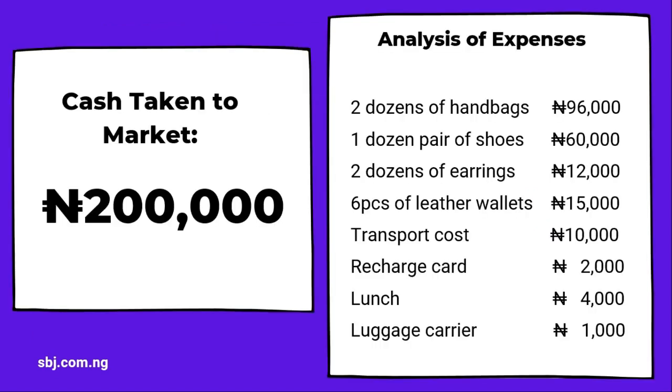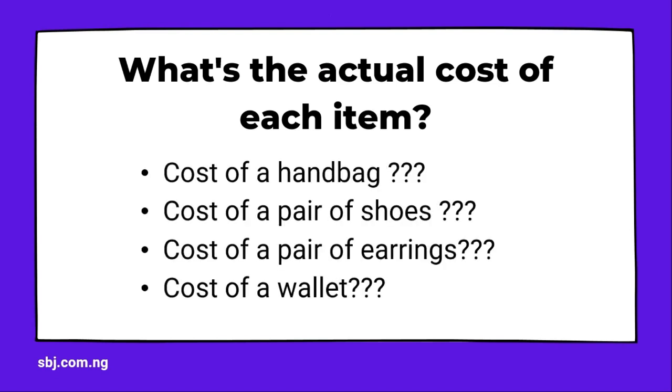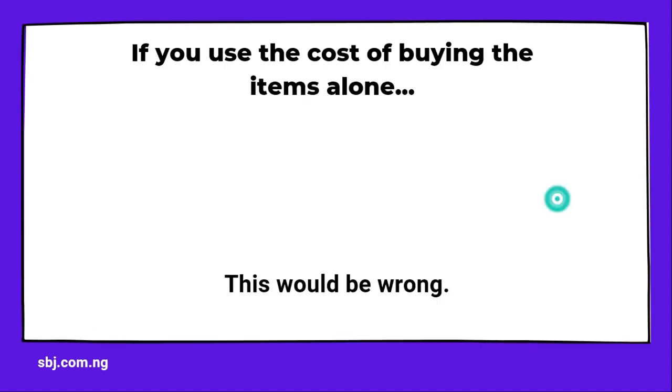Now you want to determine what's the actual cost of each of these items that you bought. You bought 2 dozens of handbags. What's the cost of 1 handbag, so that you'll be able to determine how much you want to sell it? How much does a pair of shoe cost? How much does a pair of earrings cost? You want to know the actual cost of the wallet that you bought, so that you'll be able to get your pricing right. Now, if you use the cost of buying the items alone, this will be wrong.